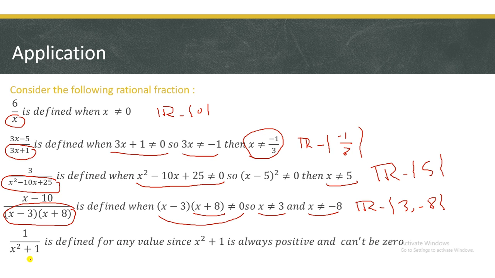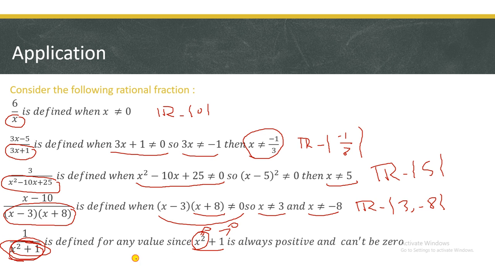1 over x squared plus 1. Okay, look at this polynomial in the denominator, x squared plus 1. X squared is always positive or equal to 0 when x equals 0. So this is greater than or equal to 0. And 1 is positive. Then the polynomial x squared plus 1 is always positive and cannot be equal to 0. Okay, so you can replace x by any number, and in the denominator we don't have any 0. So x squared plus 1 is positive.